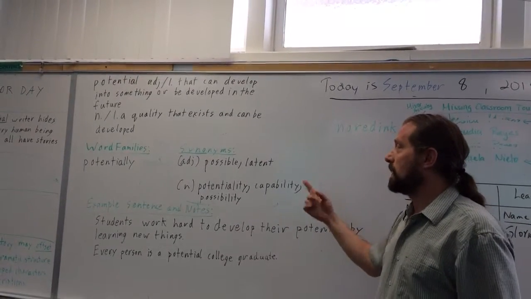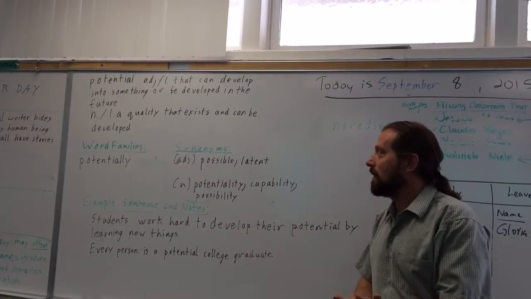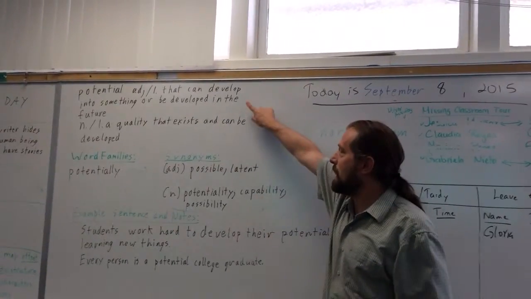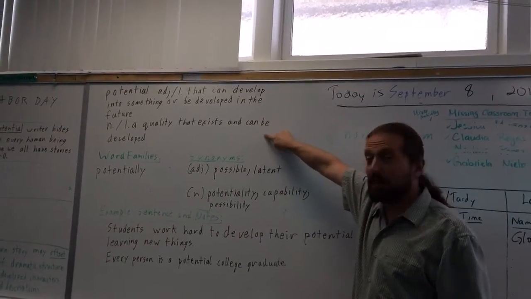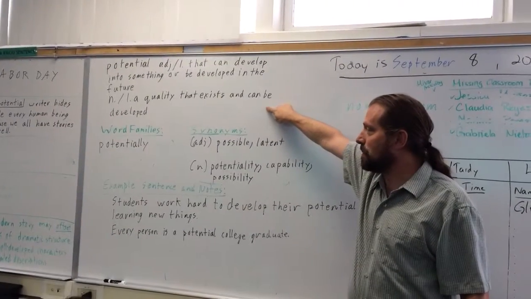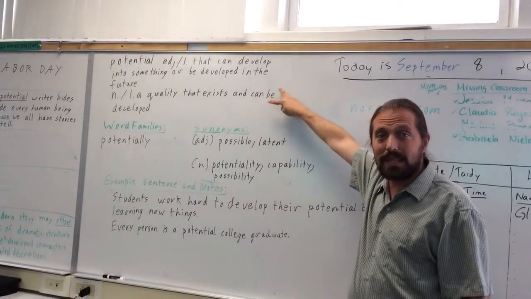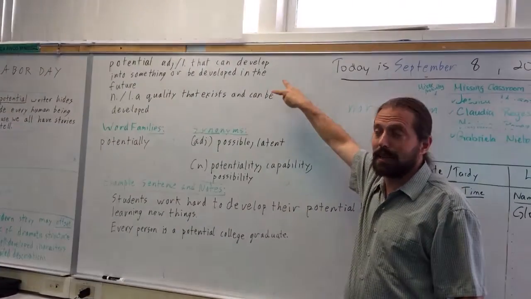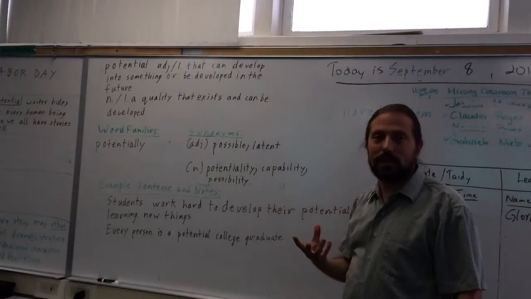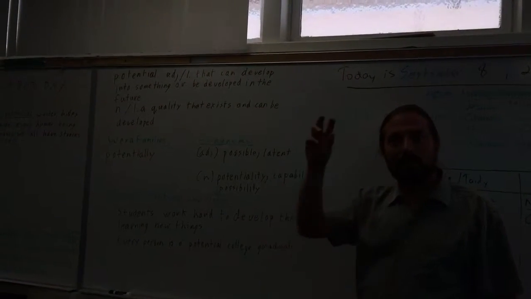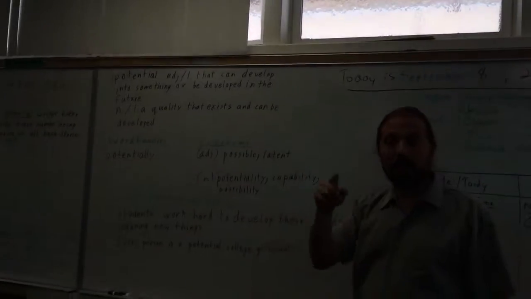So it has two meanings. The adjective meaning is that can develop into something or be developed in the future. And then the noun is a quality that exists and can be developed. So in both of these you have the idea of something being developed. It's like you have something that's not there now, but it can be there in the future. And we know that it can be there in the future.